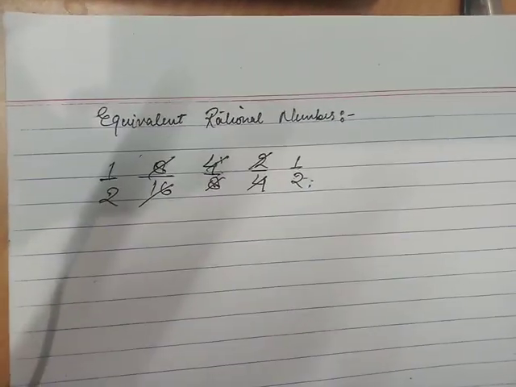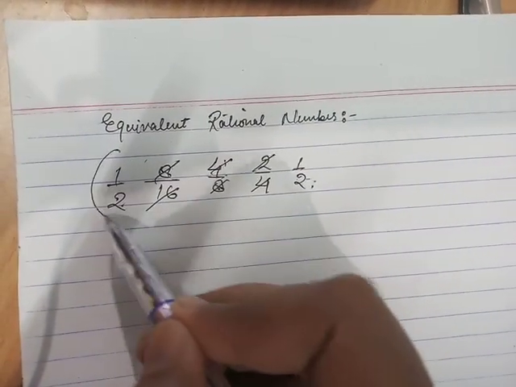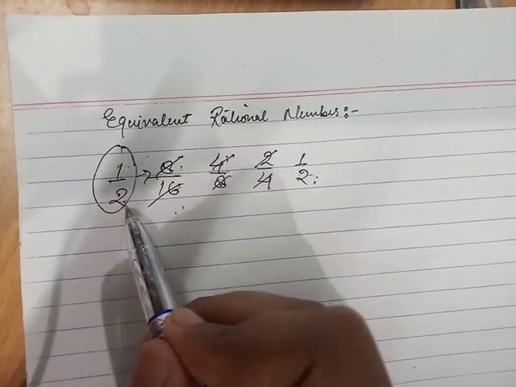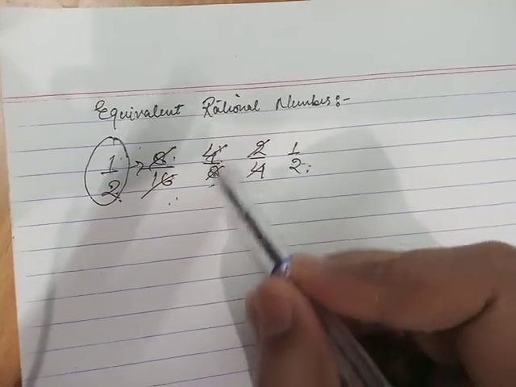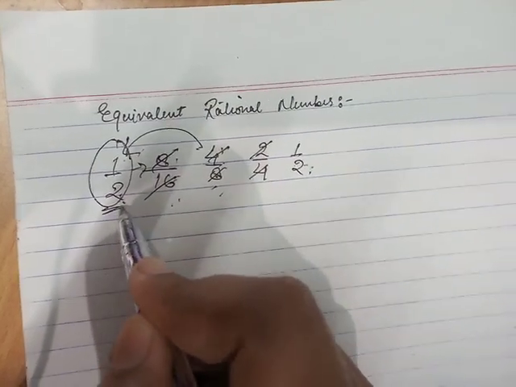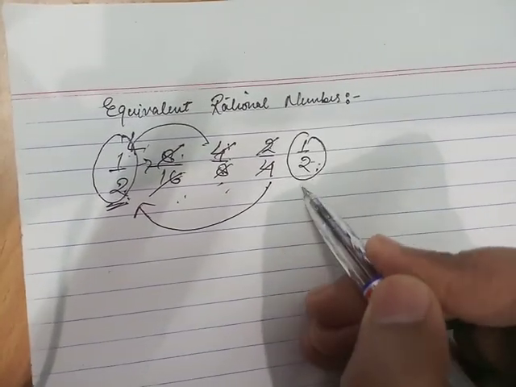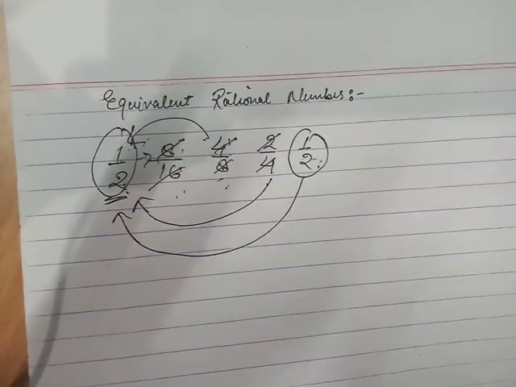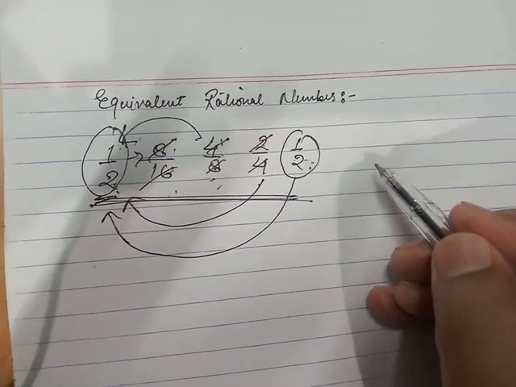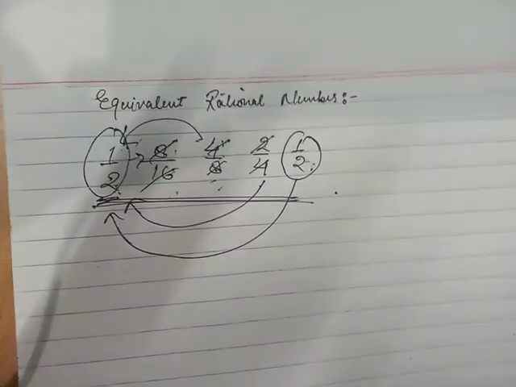Here you can see the equivalent rational numbers, basically here it is 1 by 2. If we have written it in the form of 8 by 16, if we cut these values, we will get 1 by 2 again. Here it is 4 by 8. If we cut these values, we will get 1 by 2. And here it is 2 by 4. If we cut this, we will get 1 by 2. And if it is 1 by 2, it is simply 1 by 2. So such type of fractions which can be converted into their lowest form will be the same fraction.